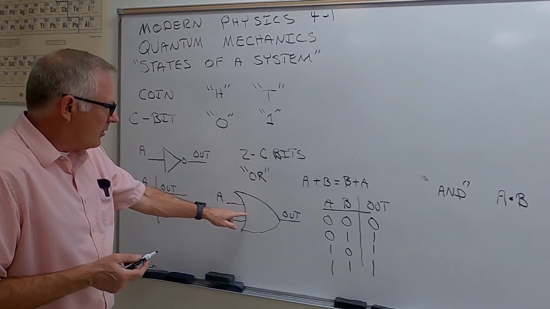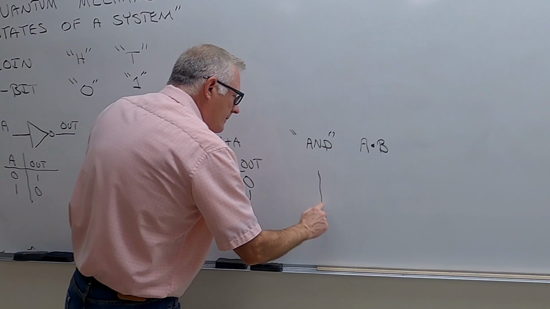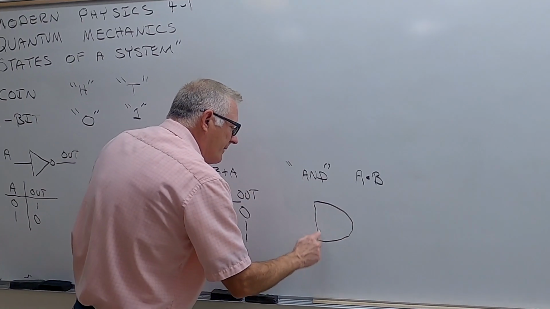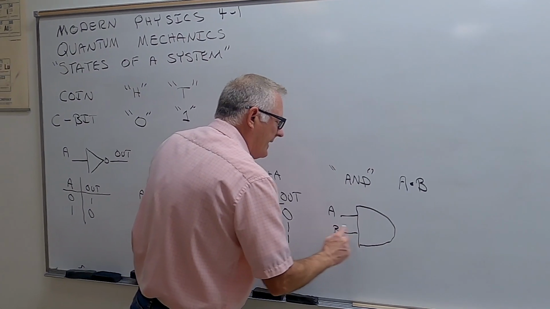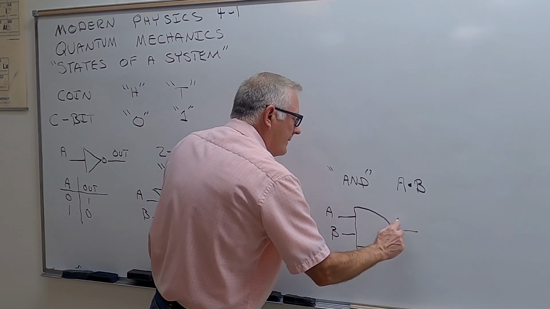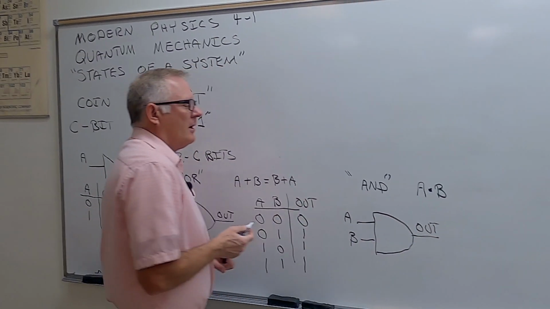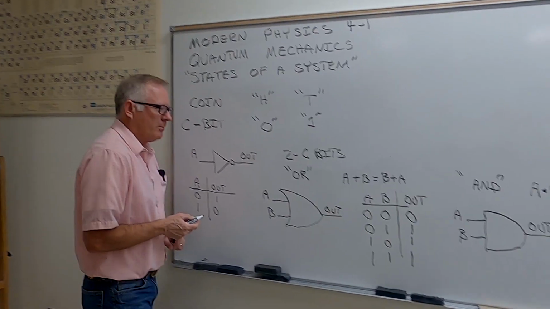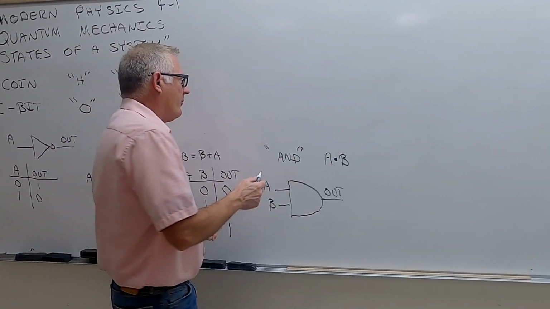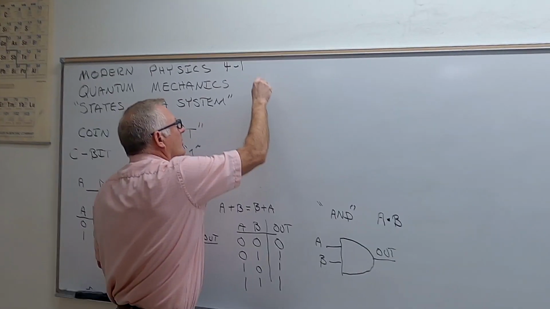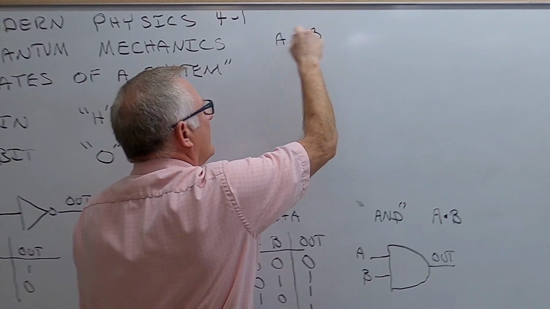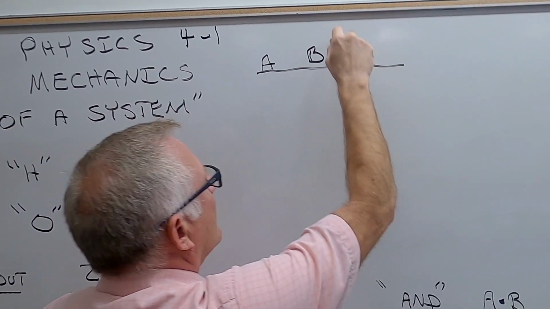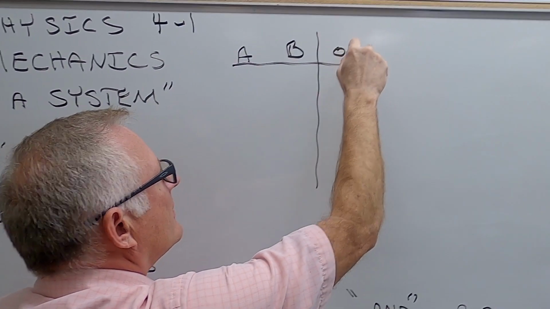And the symbol for it, the gate, would look like this: A, B, and out right there. It works like a multiplication. That is, if we put it in our truth table, they call this a truth table right here: A, B, and out.